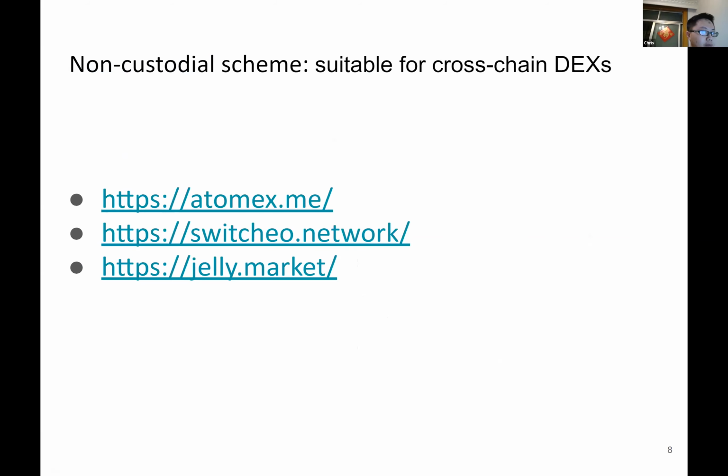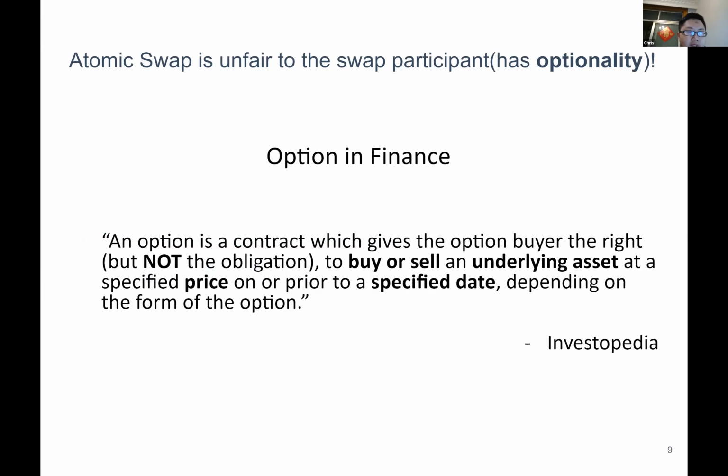For example, Atomic, Runchao network, and Jelly are using Atomic Swap for their cross-chain transactions. However, it is noticed that Atomic Swap is unfair to the swap participant, which means there is optionality. Now, let me explain optionality briefly.